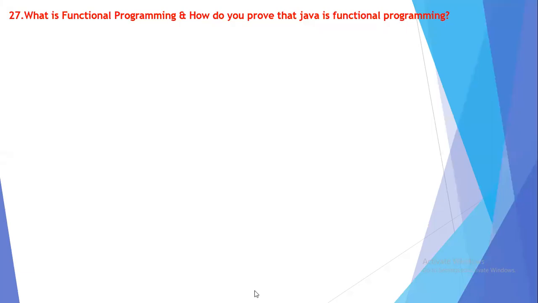What is functional programming? How do you prove that Java is functional programming? Before Java 8, we would call Java an object oriented programming language. From Java 8 onwards, we are calling Java also functional programming.